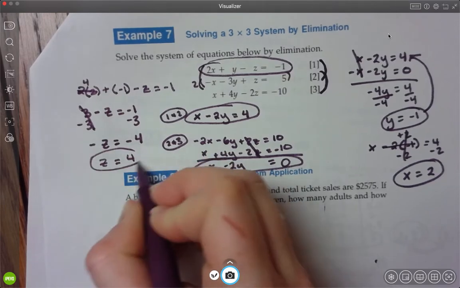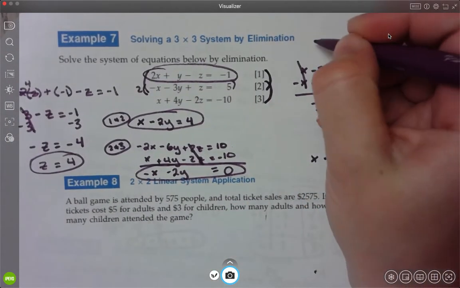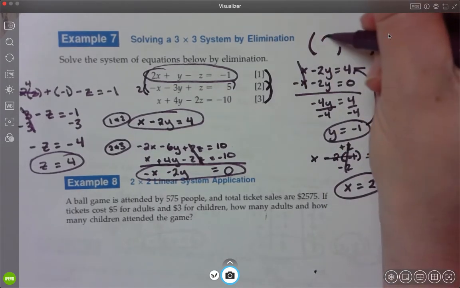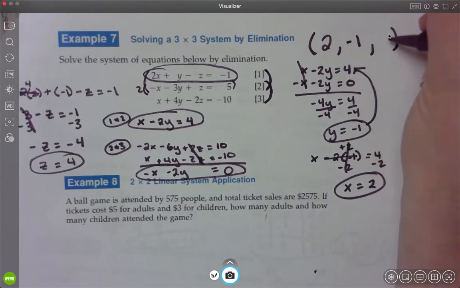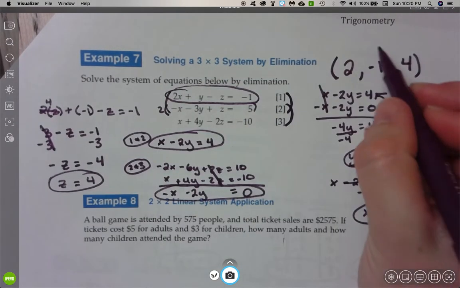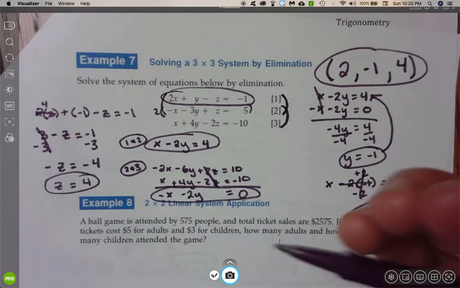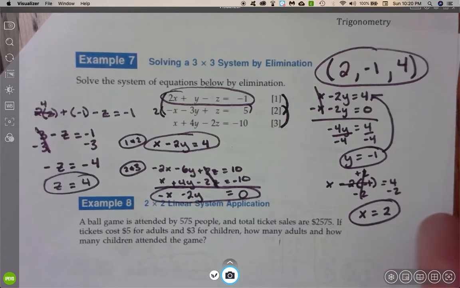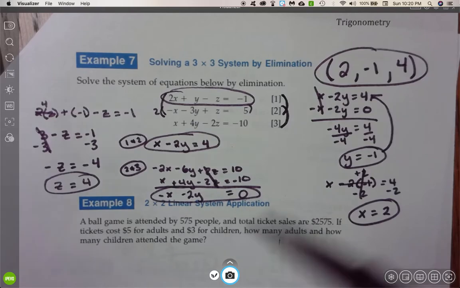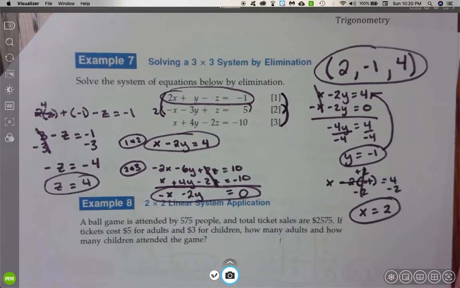Okay, so instead of writing this as an ordered pair, I write it as an ordered triple. My x coordinate was 2, my y coordinate was negative 1, my z coordinate was 4. So this is going to be the point where those three functions cross each other, and those are three-dimensional functions. So x, y's, and z's, those are going to be planes out in three-dimensional space, and those are all going to cross and meet each other at the point 2, negative 1, 4.